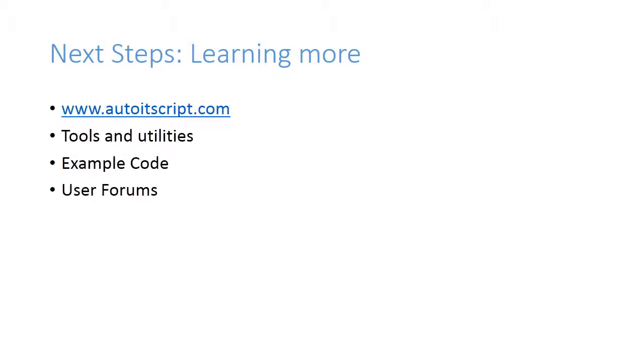Learning more about AutoIt. The website, AutoItScript.com, is basically a one-stop shop for anything you might need to learn about AutoIt. There you'll find additional tools and utilities, example code, comprehensive user forums, as well as a lot of user-defined functions. These are chunks of code written by the various users of AutoIt to expand its capabilities.